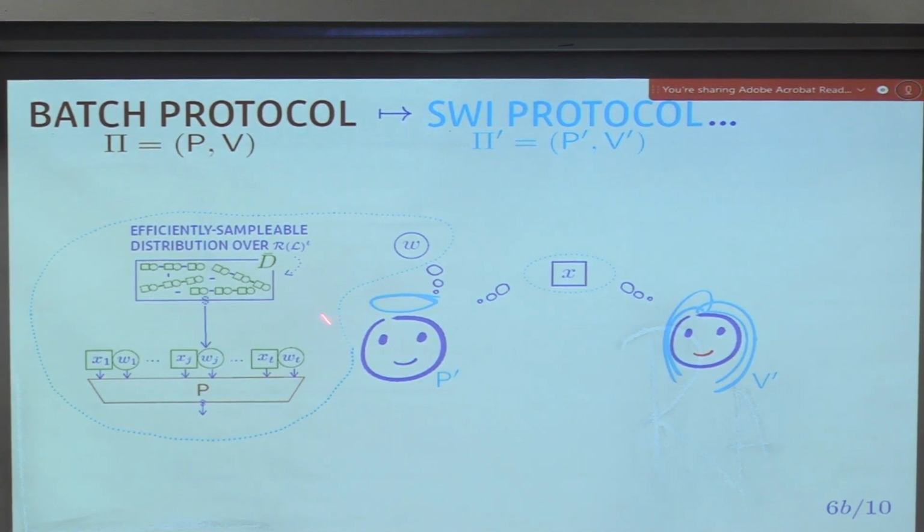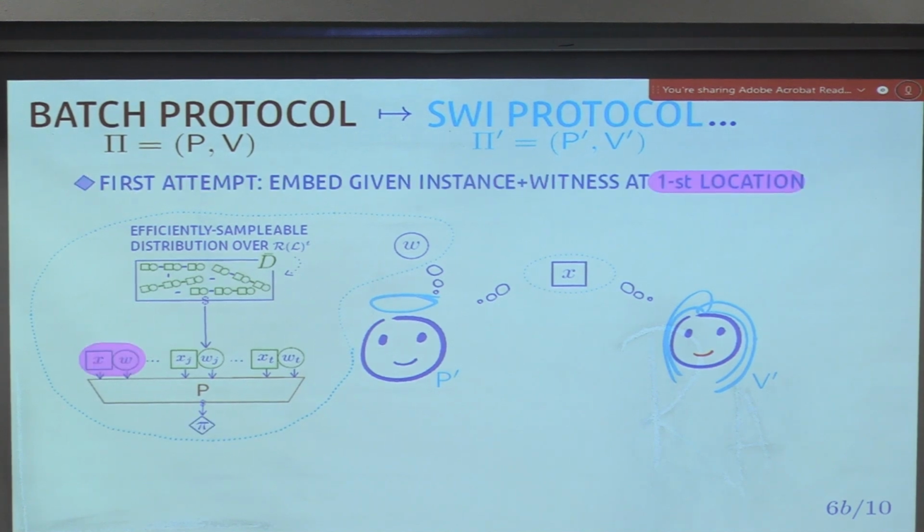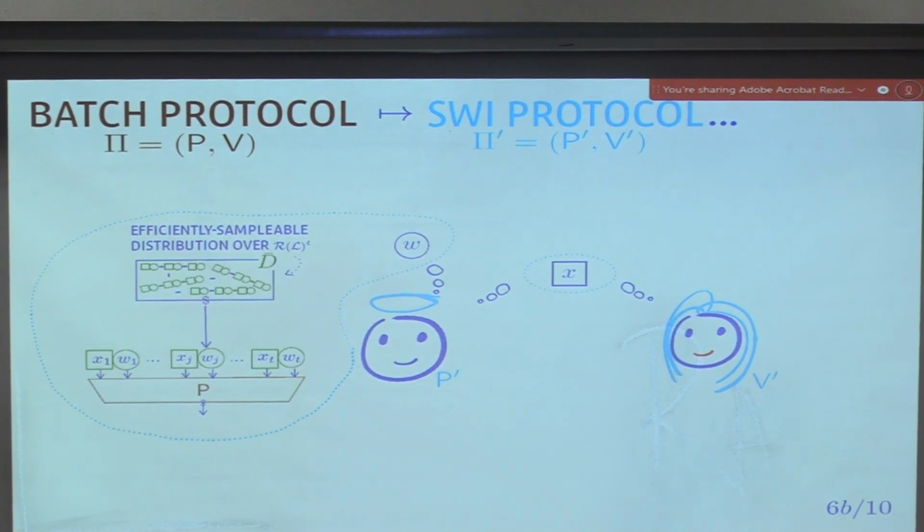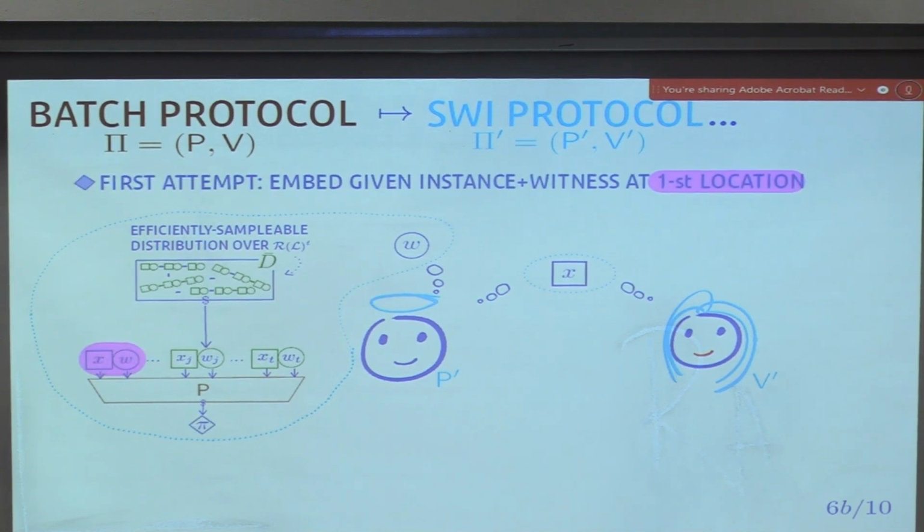So what does the prover P prime do? It samples a T-tuple and feeds it to the prover, and you get a proof. Before that, it embeds the given instance in, let's say, the first location. Then it gets a proof. The prover sends all the instances to the verifier along with the proof. The verifier simply invokes the underlying verifier V with the first instance being x.